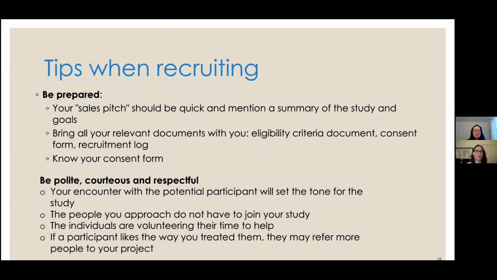So a few tips when you're recruiting: be prepared, have your sales pitch. It should be quick and mention a quick summary of the study and what the goals are. Of course, have your relevant documents and your eligibility criteria, your consent form, obviously, and your recruitment log, and know your consent form. Oftentimes you're giving them a consent form and they have it in front of them and you're facing them and they're going through it, and you want to be able to explain all the sections of your consent form without referring to it too much. So be prepared that way.